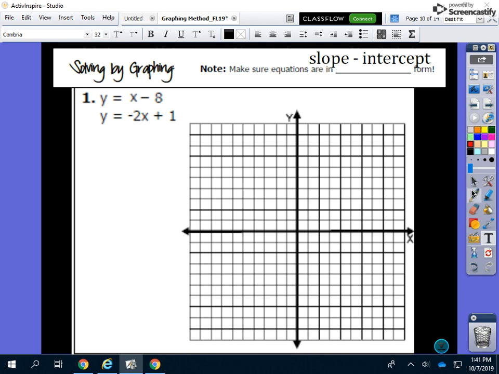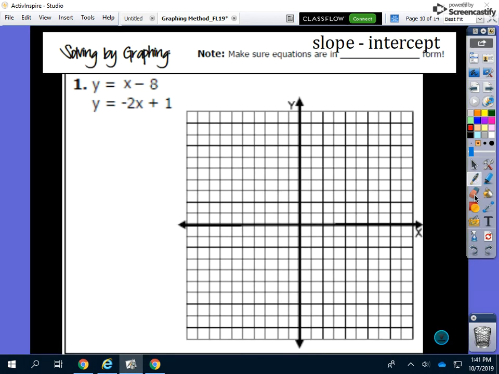In example number 1, notice how both equations are in slope-intercept form. I'm going to first graph the first equation, which is y equals x minus 8. The slope of that first equation is 1, and the y-intercept is negative 8. With a y-intercept at negative 8, I'm going to go down to negative 8, and I will then graph my equation.